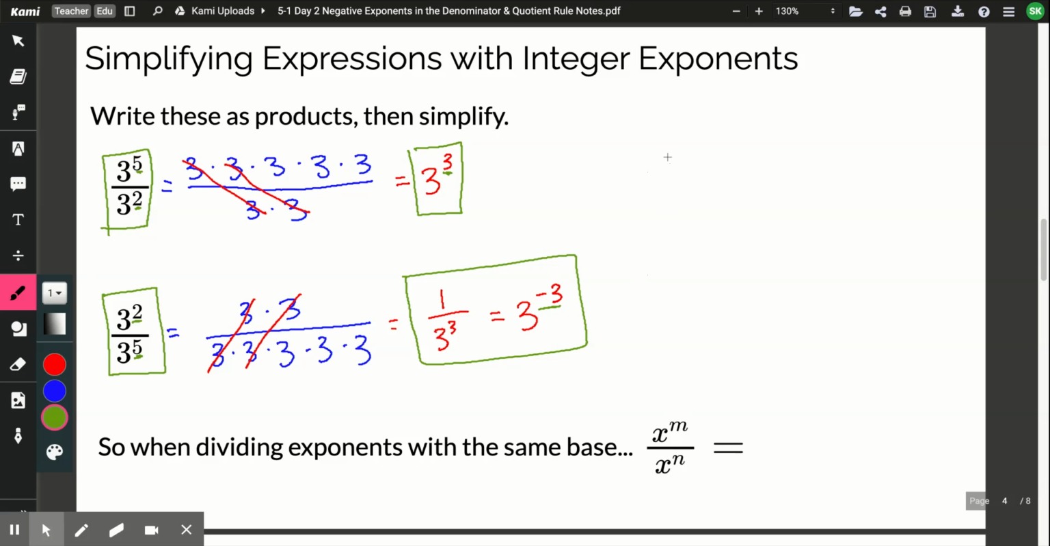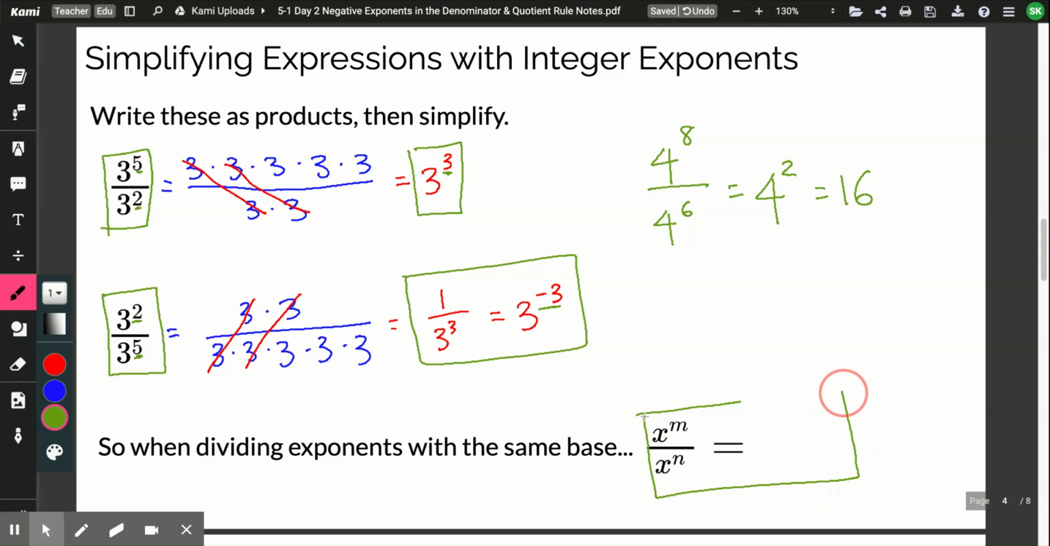So that means if we have something like 4 to the 8th power divided by 4 to the 6th power, instead of writing out 8 4s on the top and 6 4s on the bottom, I can just take the powers and subtract them to get 4 squared, which is equal to 16, as my simplified exponent. So down here, this is our rule for the quotient rule. When dividing exponents with the same base, the base stays the same, but you subtract the exponents.